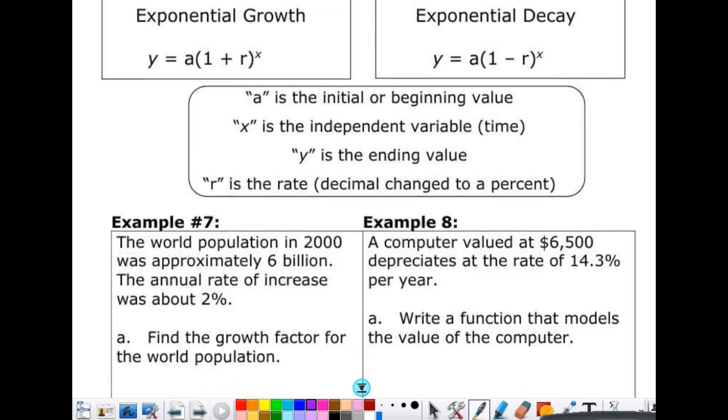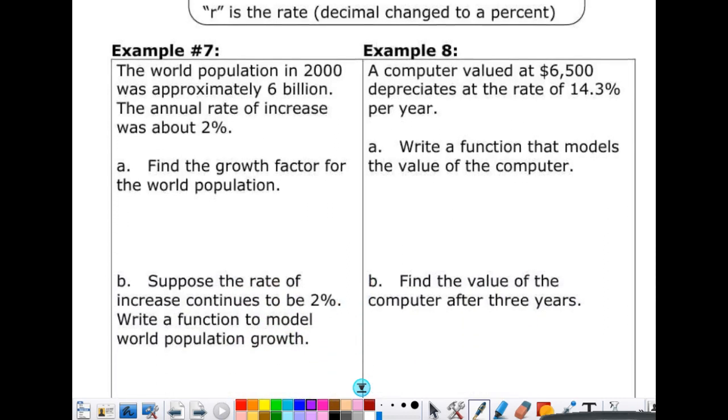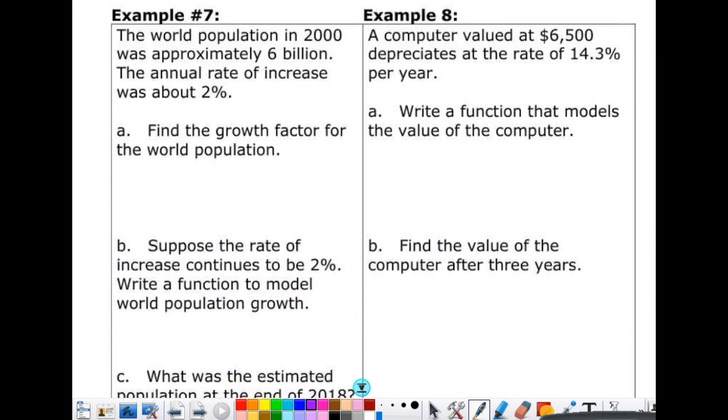So now a couple of little word problems. The world population in 2000 was approximately 6 billion. The annual rate of increase, so that would be growth, wouldn't it? You have to kind of find those key words that sound like something's growing. Growth was about 2%. So this is our rate. 6 billion, that's our initial amount, right? And then 2000 is going to be part of our time. We're not sure yet. We got to kind of keep going.